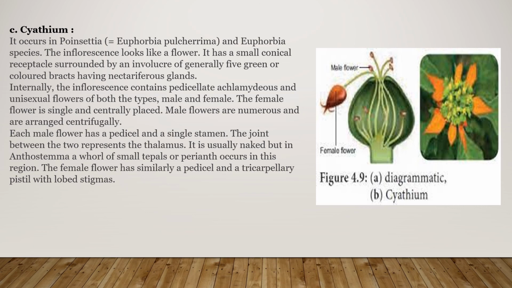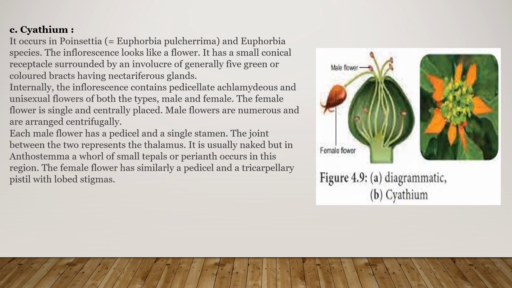Internally, the inflorescence contains pedicellate, achlamydeous, and unisexual flowers of both types, male and female. In this case, the male flowers are reduced to stamens. You can see here, these are the stamens. Male flowers are reduced to stamens, and there is a single female flower with a long pedicel, exposed outside. Each flower is tricarpellary.